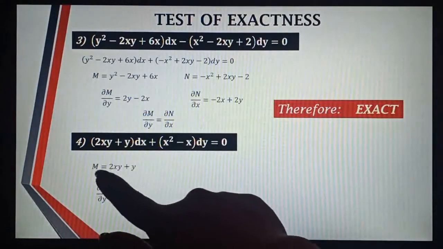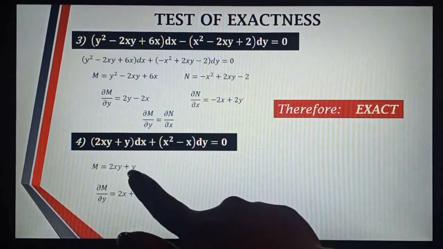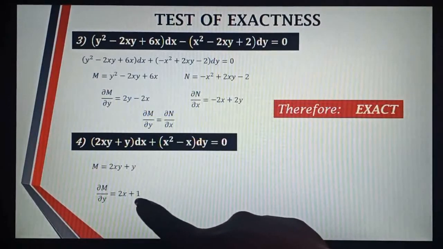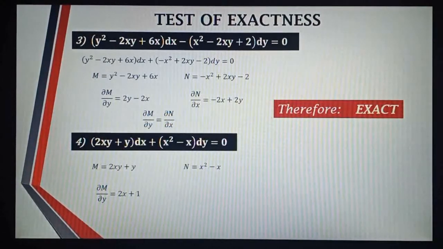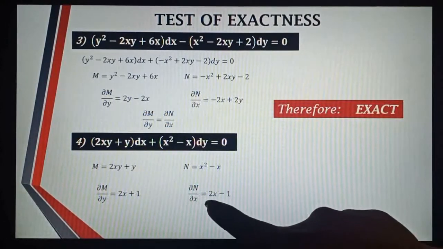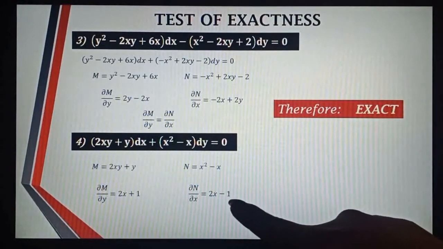So constant si 2x. So you will have 2x. Then derivative ni y is 1. Punta tayo kay n. Our n here is x squared minus x. I-differentiate natin siya with respect to x. So we will have x squared, that is equivalent to 2x. Then negative x, that is equivalent to negative 1.